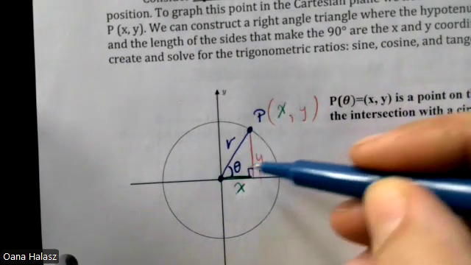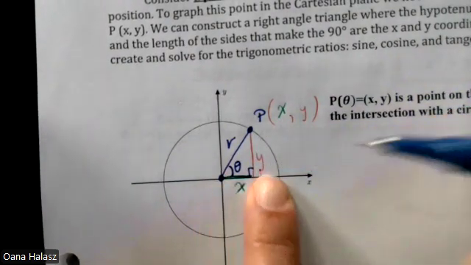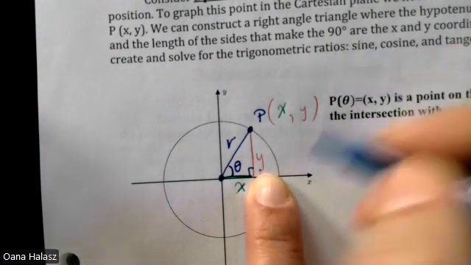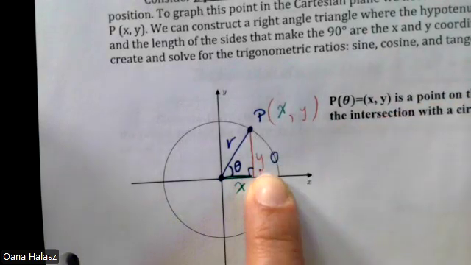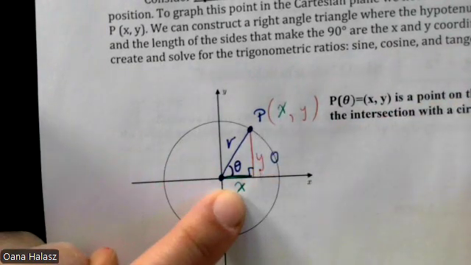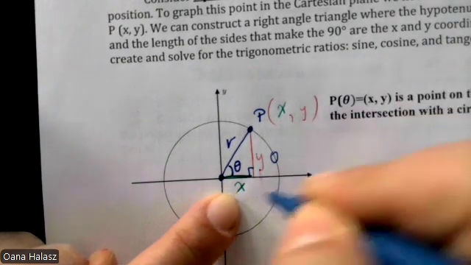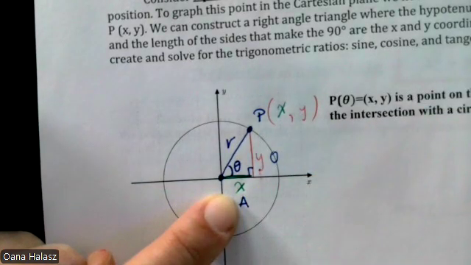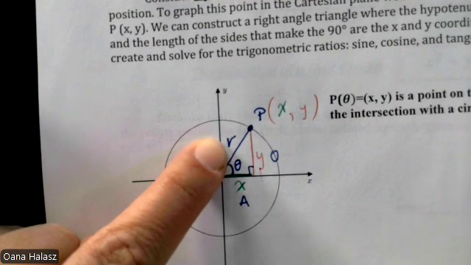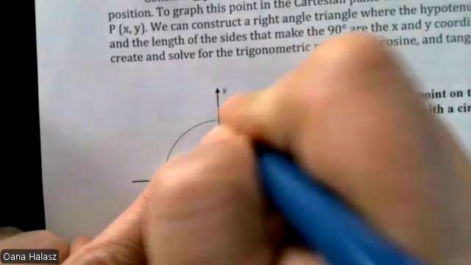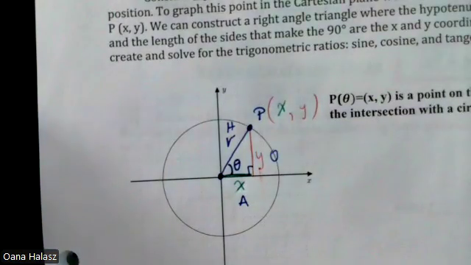So opposite to the theta is y, right? So that's going to be the opposite side. Adjacent to theta is the x coordinate. So that's the adjacent. Well, we've talked a little bit earlier about the review. And the radius of these angles is going to be always the hypotenuse of these triangles that you can create.